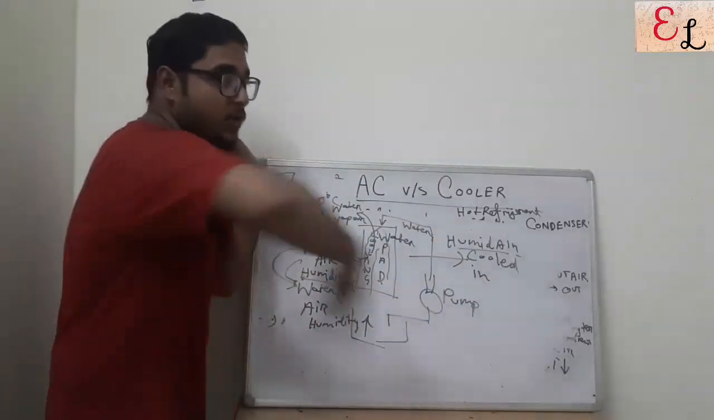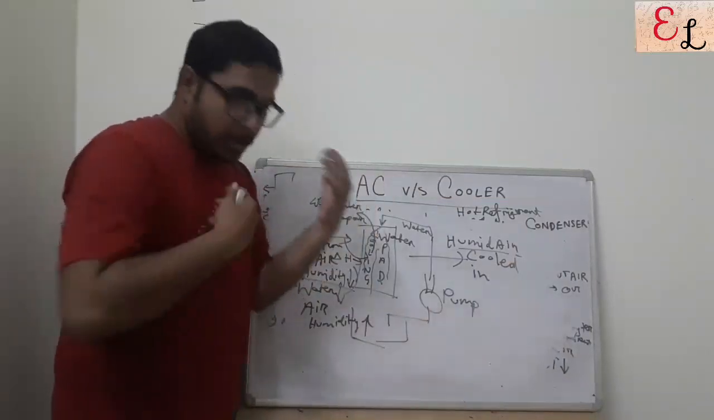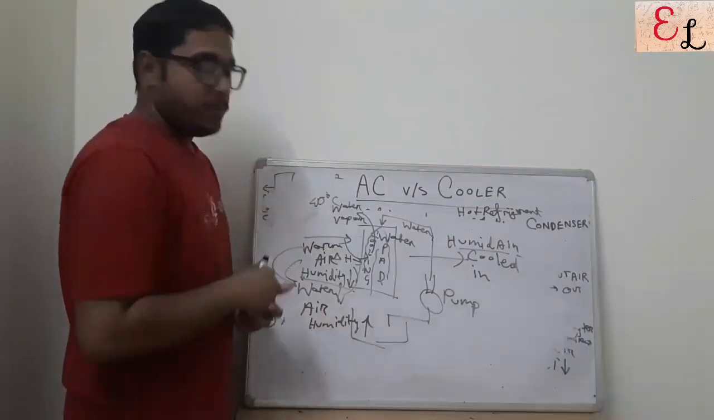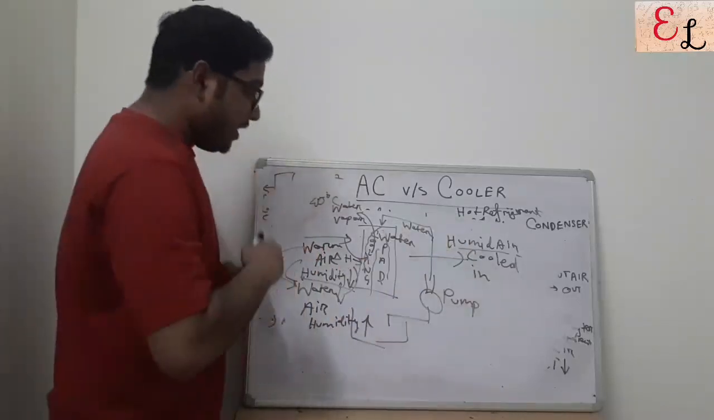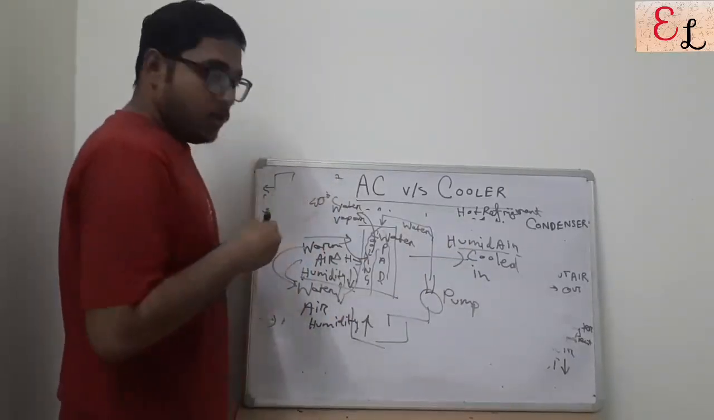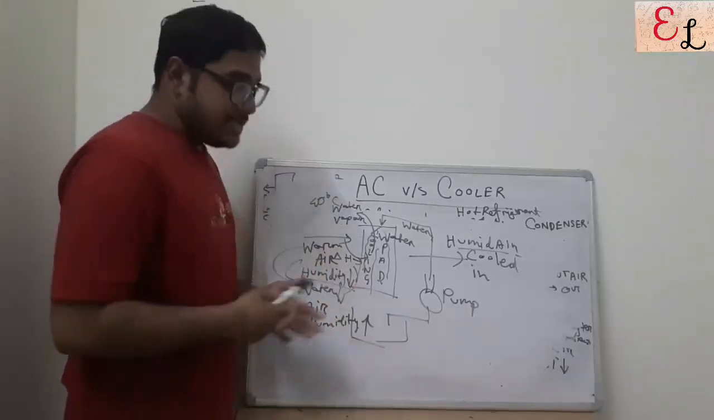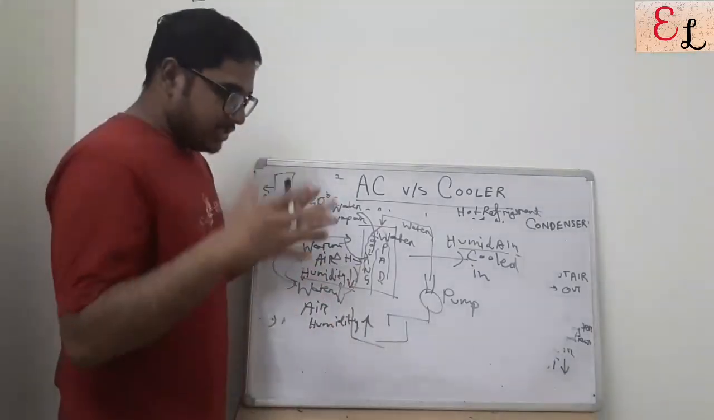You need water, you give heat, you take water as water vapor, and you cool down in the process. So to cool down, humidity is the driving factor in a cooler, whereas for an AC, it's the flow of the refrigerant that is the driving factor.